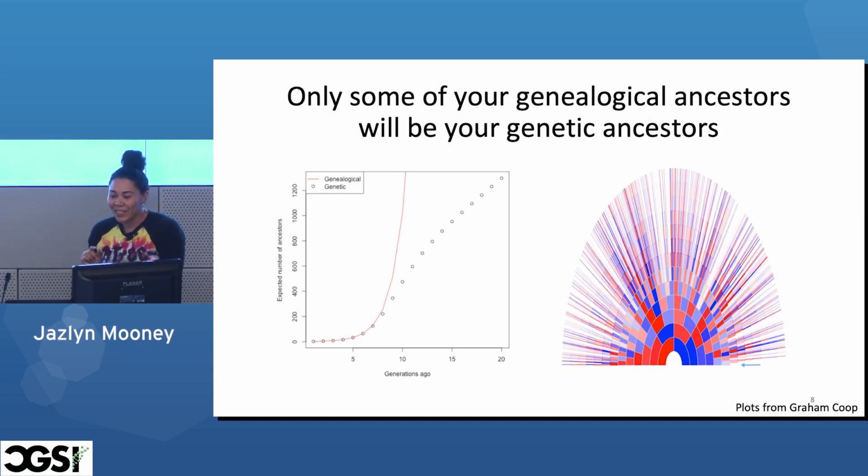One thing that I want to clarify before I go any further is there is a difference between your genealogical ancestors and your genetic ancestors. So I think if you haven't ever looked at Graham Coop's stuff, go look at it.